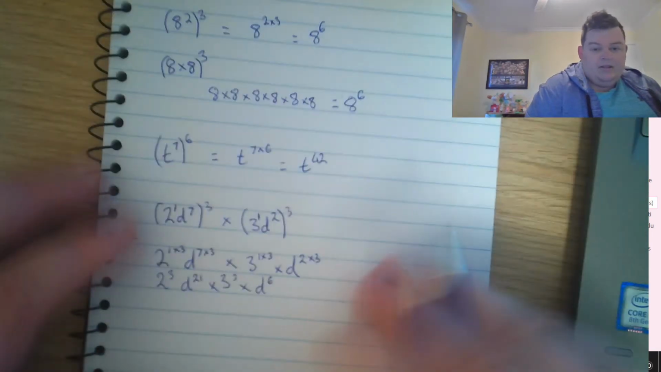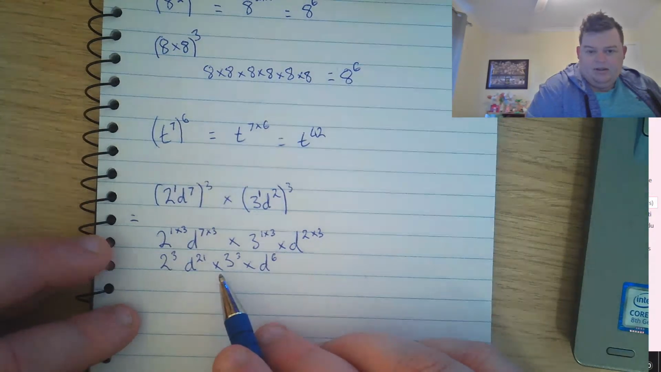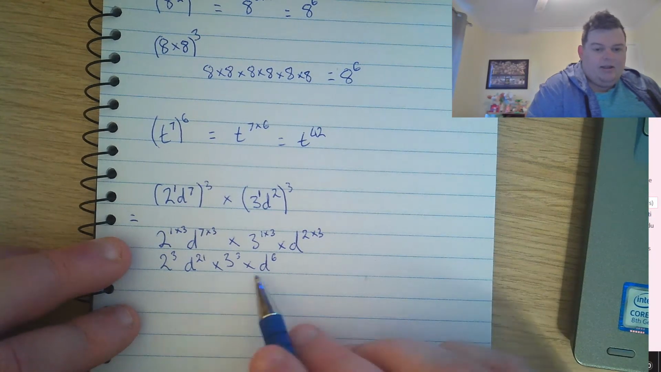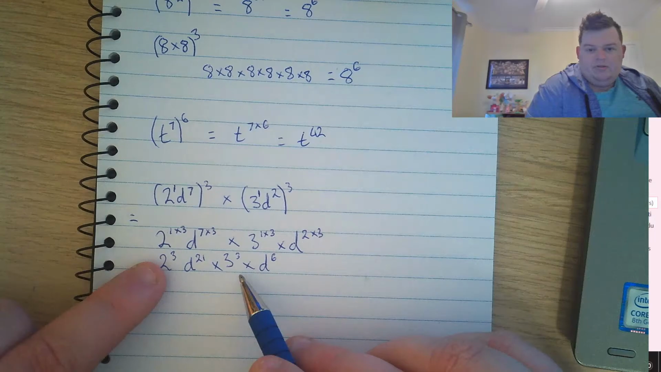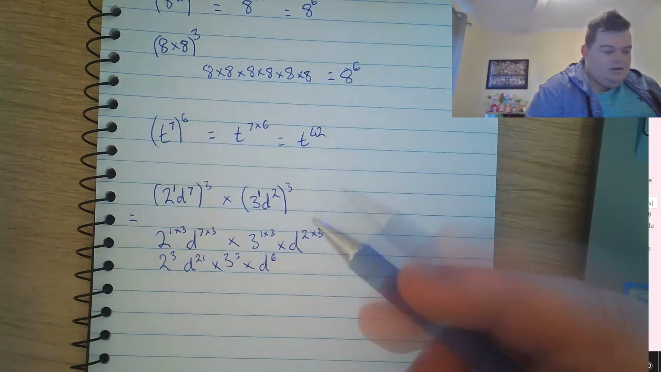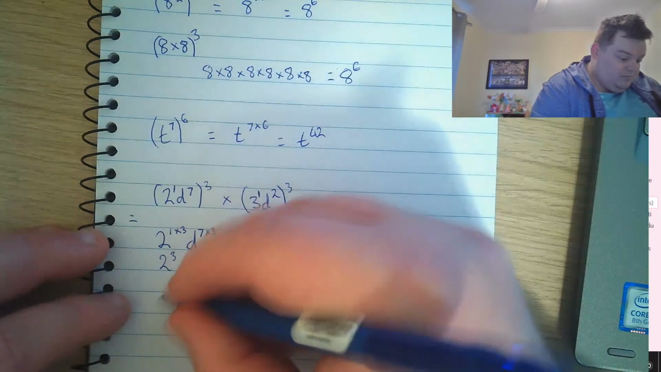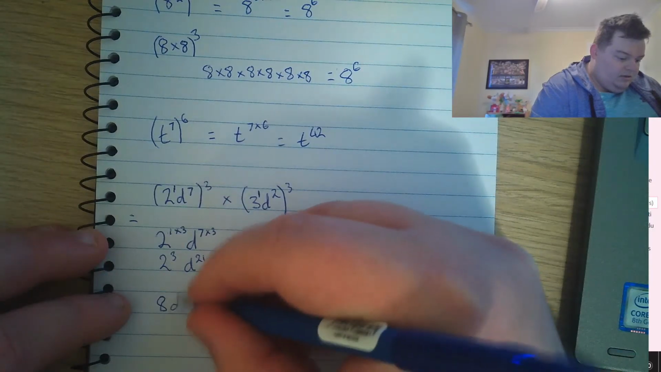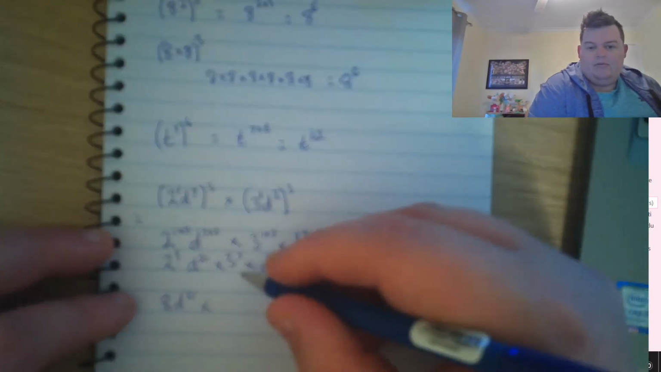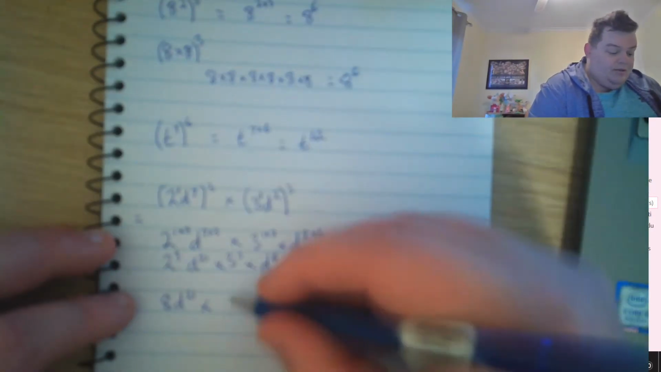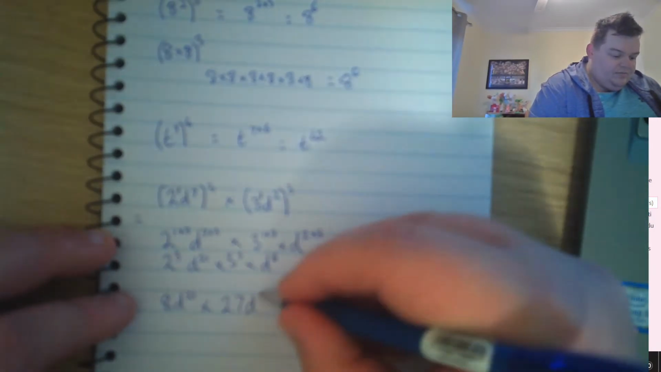But I can simplify this even further because now I'm multiplying these across, and if you remember from the last index law, if you have the same base, like I do with those d's, you can add the powers. But let's turn these two numbers into actual numbers. So 2 to the power of 3 is 2 times 2 times 2, which is 8. So 8 times d to the power of 21, times 3 to the power of 3, which is 3 times 3 times 3, which is 27. That's 27 d to the power of 6.